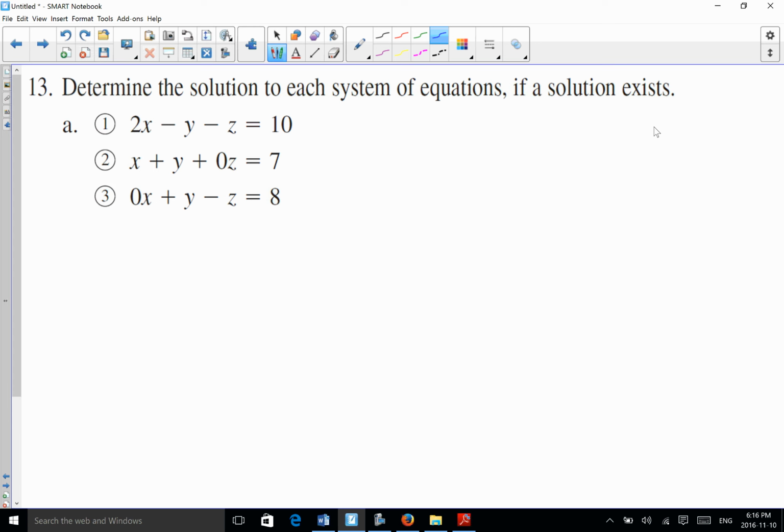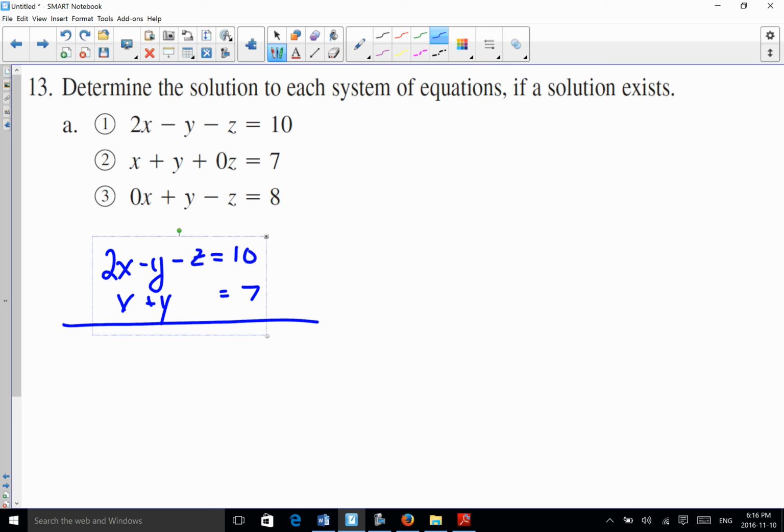Let's take the first two equations. So 2x minus y minus z, just rewriting them here, okay? x plus y plus 0z, so I don't have to show it if I don't want to, equals 7. And because the y's are opposite signs, let's add them. We've got 3x's, no y's, minus z, because we're adding with this 0 right here, right? And 17. That's as far as we can go with that one.